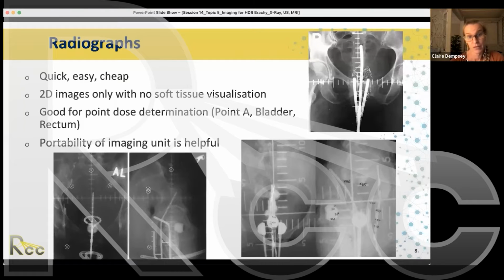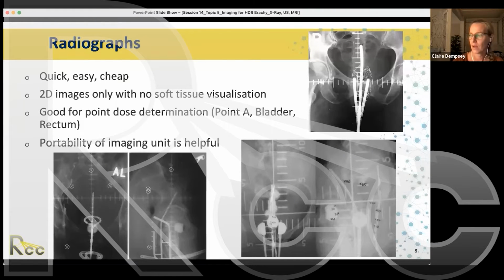Radiographs are really good for point dose determination. So having our point A's and our bladder and rectum points that we've discussed in previous lectures. And like the ultrasound unit, the portability of a radiographic unit is really valuable. So you could take that into the operating theatre, you could take it into a planning room, you could take it into the treatment room. You can get multiple images throughout the course of the patient's journey of treatment. So those things are super helpful. So radiographs do have a place in brachytherapy. They're certainly not completely useless.